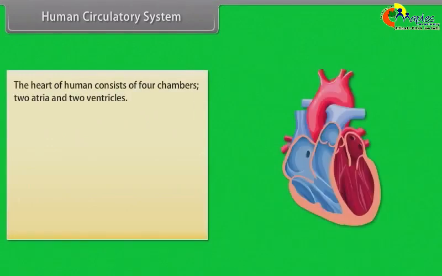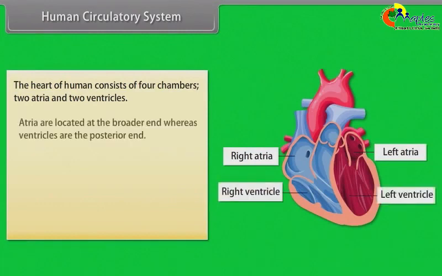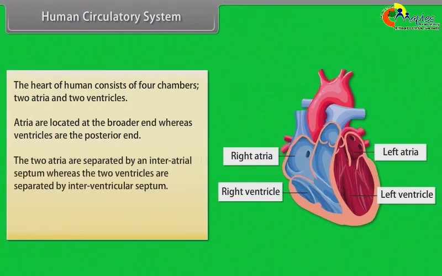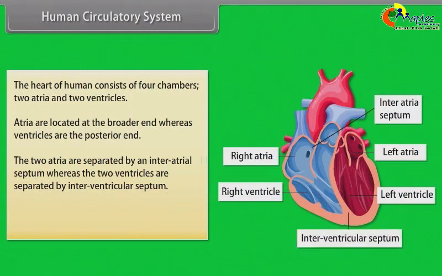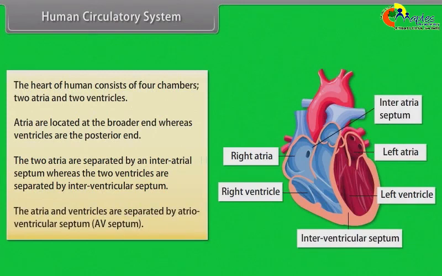The human heart consists of 4 chambers, 2 atria and 2 ventricles. Atria are located at the broader end, whereas ventricles are at the posterior end. The 2 atria are separated by an interatrial septum, whereas the 2 ventricles are separated by an interventricular septum. The atria and ventricles are separated by the atrioventricular septum.